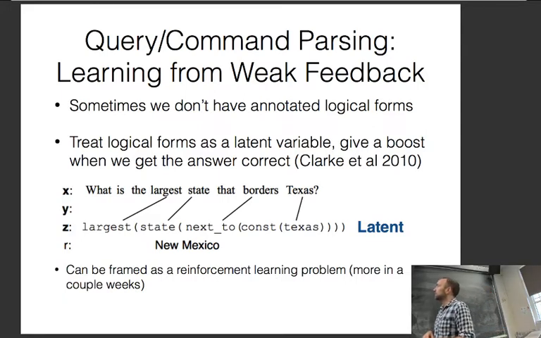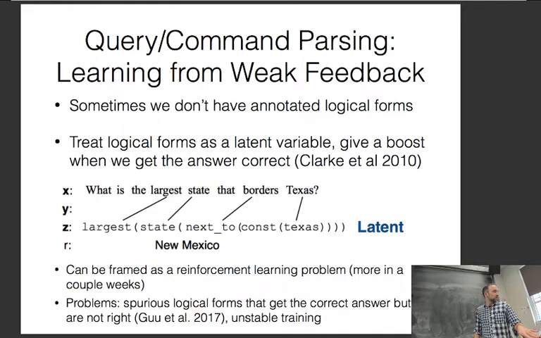But basically, the really simple summary is that every time you randomly generate one of these Z's, and if that Z is executed against a database and then you get the correct answer, you improve its score. If that Z is executed against a database and you get an incorrect answer, you decrease its score. And I'll talk about the math of that in two classes in more detail. So one of the problems with this that has been pointed out very recently in neural models is that you can get spurious logical forms.